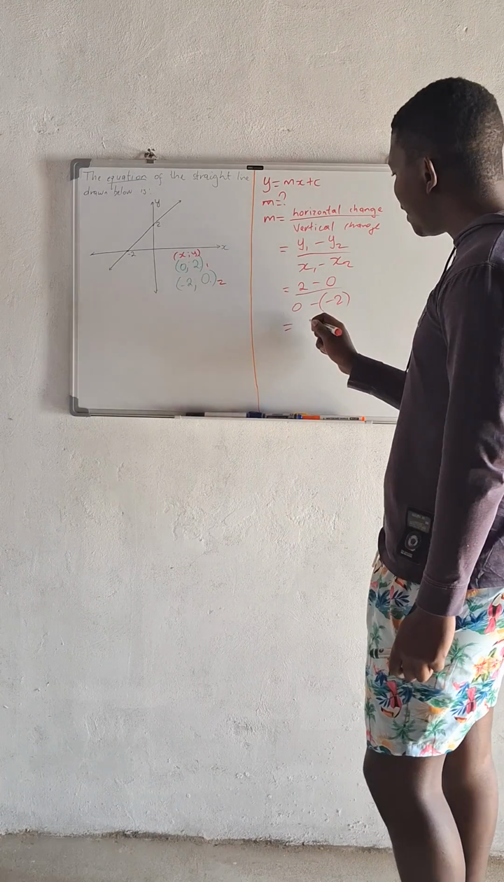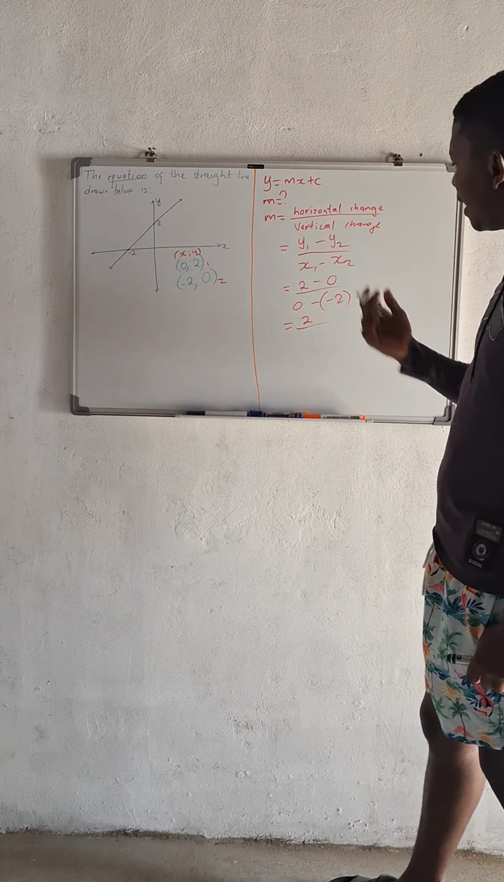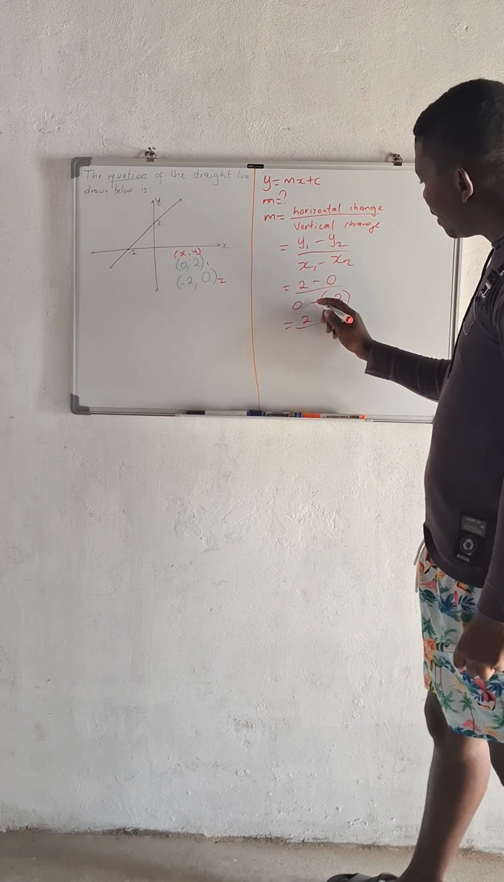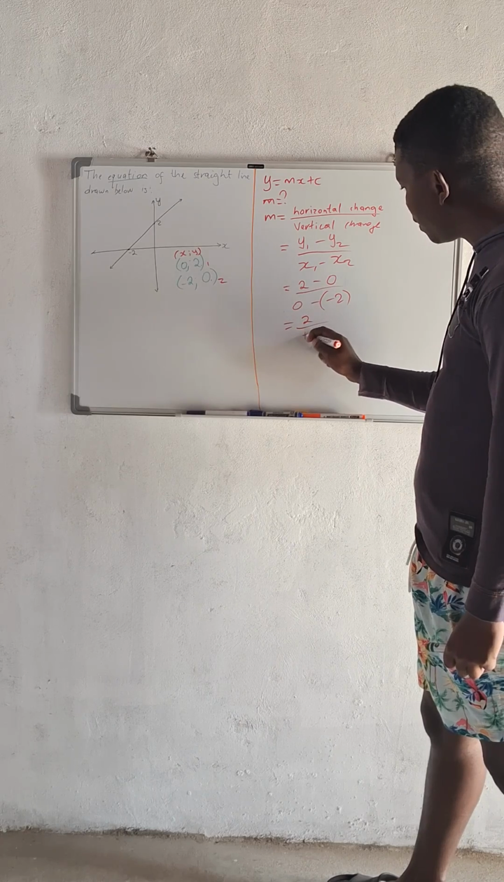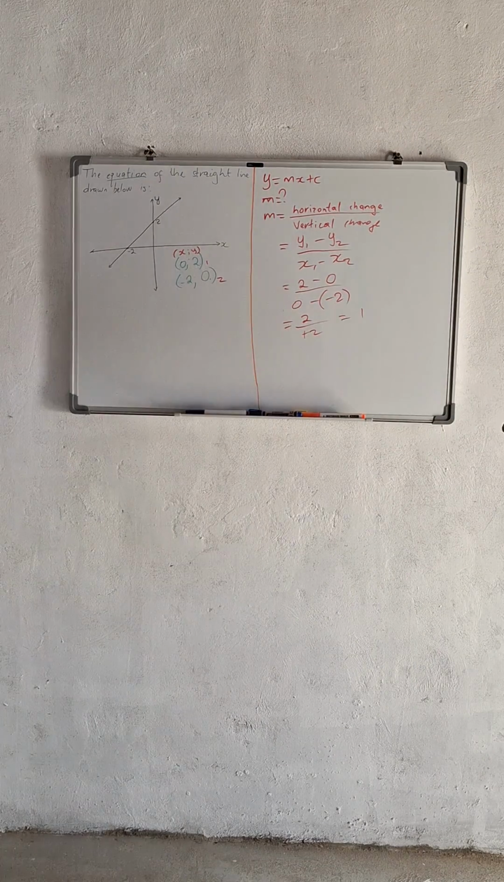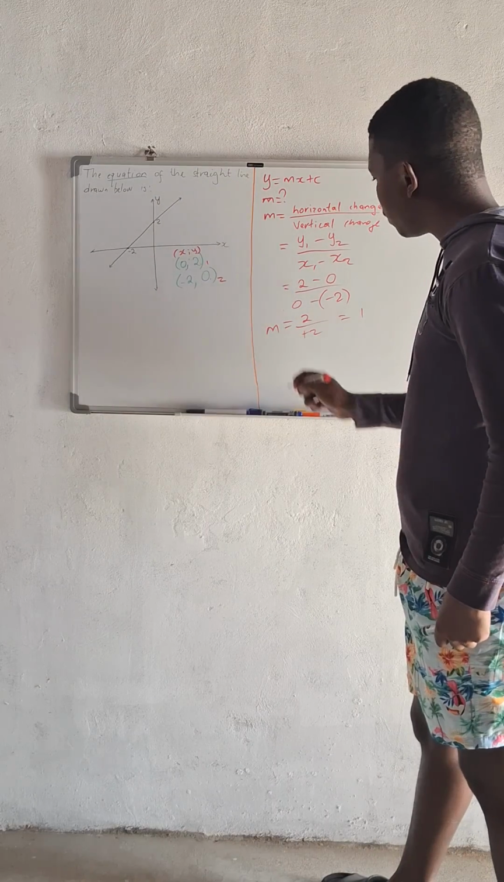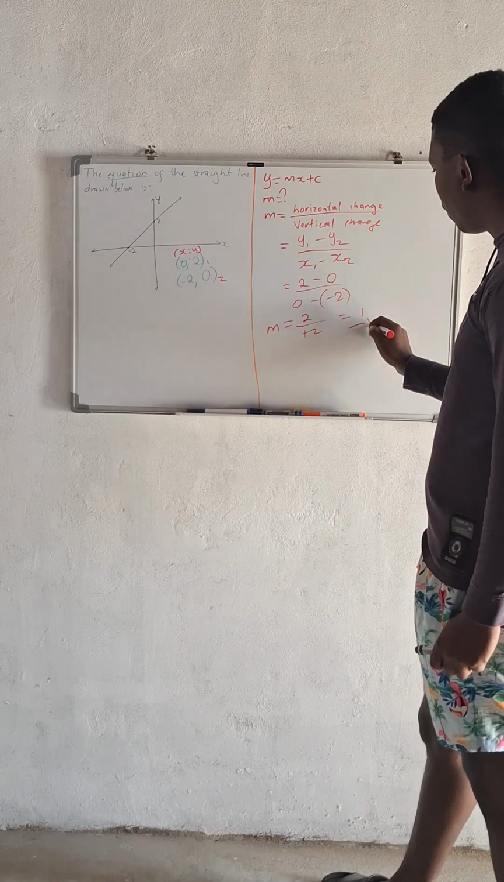2 minus 0, I'm not removing anything at all. Then 0 minus negative 2: negative times negative is a positive 2. So the answer is what? It is 1, positive 1. That is our slope. So m is equal to 1.